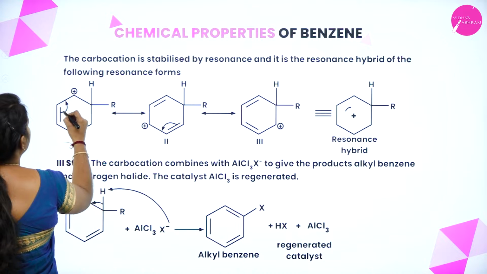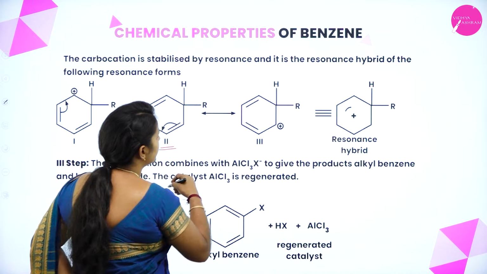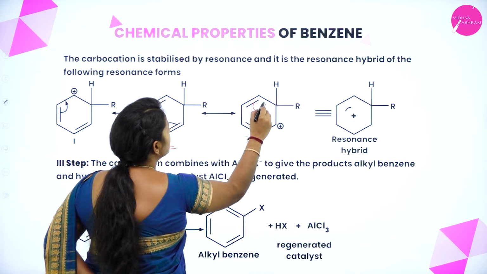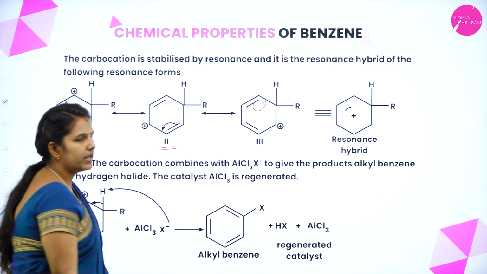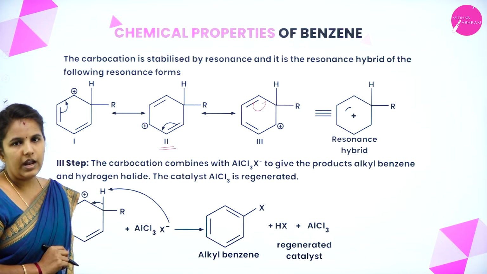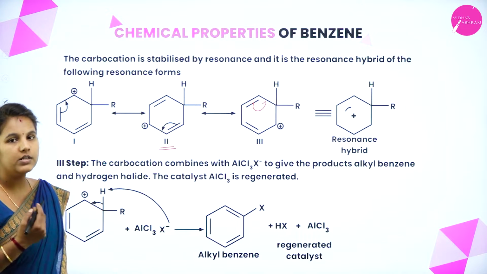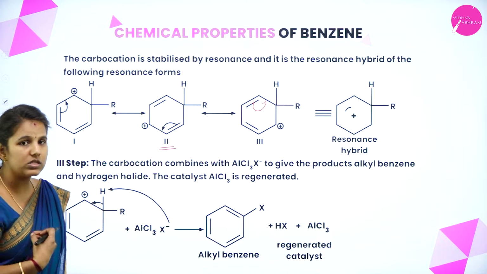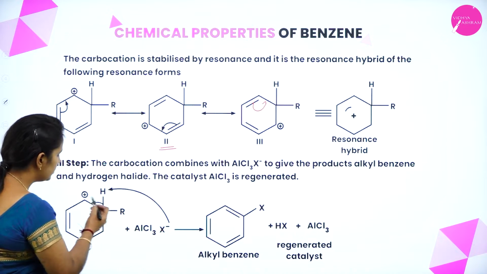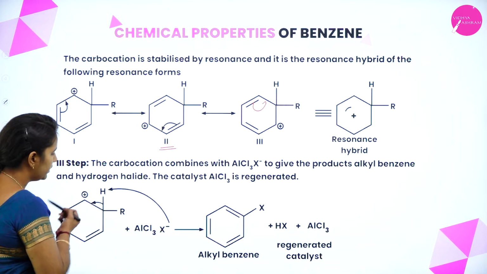In the third step, there is stabilization of the carbocation by forming resonance structures. You can see the movement of the pi electrons to form a stable configuration. Again, this bond is shifted here to form a stable electronic configuration, and again shifted to form a resonance hybrid, which consists of one alkyl group and one H+ ion. In the fourth step, we need to remove one proton, so the carbocation loses one proton and forms an alkyl benzene.